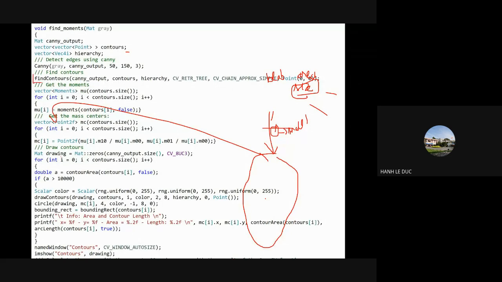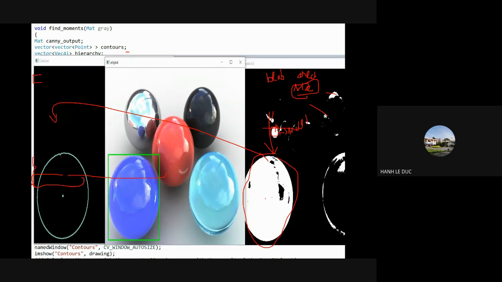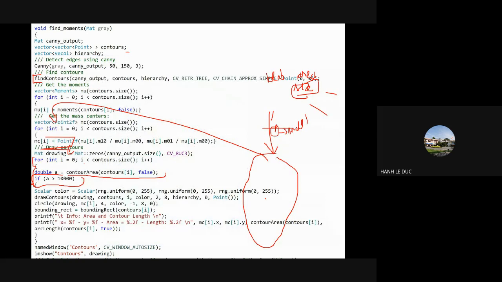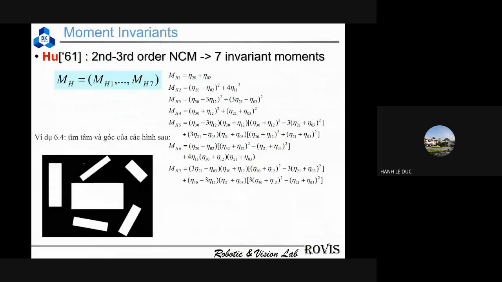After I find the contours, I will calculate the area of all the contours, but I just draw the contours with the area bigger than 10,000. Because I know that this is the biggest one, the area bigger than 10,000 will be displayed here. Okay. And this is the previous example.